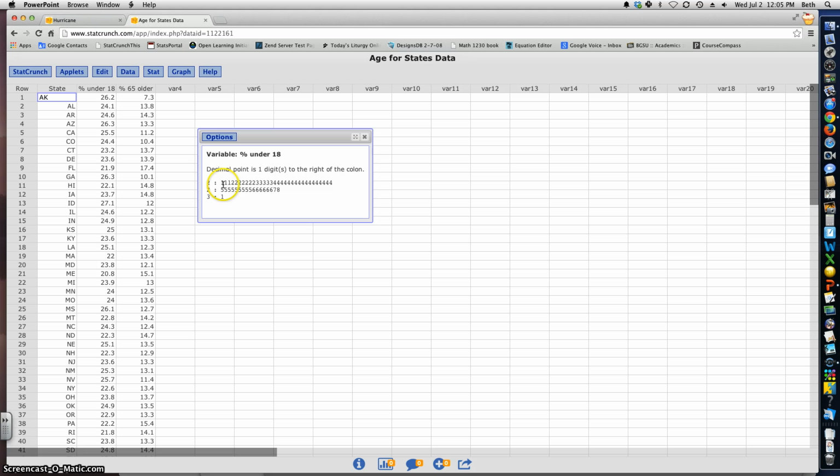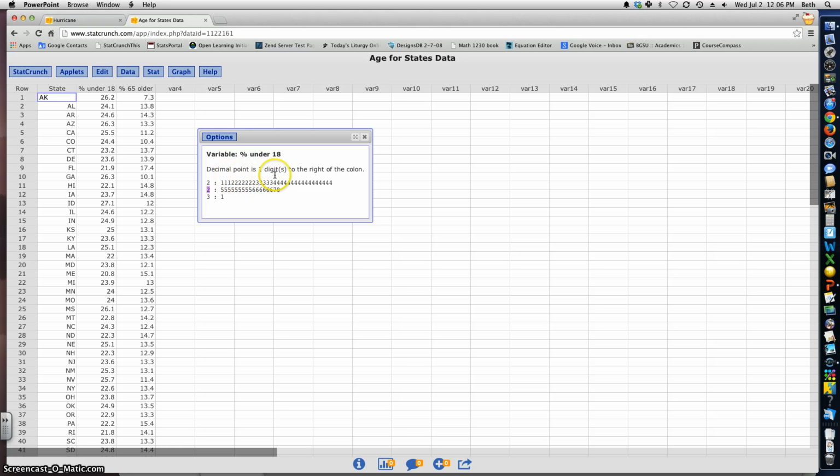Okay, so what you can do is, if you have a whole bunch of leaves that would all go on the same stem, we can actually split the stem. So in this case I split it so that any leaf between 0 and 4 would go on the first stem, and leaves between 5 and 9 will go on the second stem. Okay, but this still is not a very good stem and leaf plot.